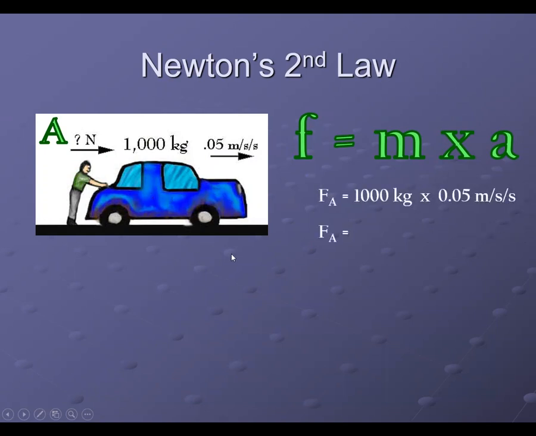Let's say your car ran out of gas, and you have to push it to the gas station. Say your car weighs 1,000 kilograms and you're able to cause it to accelerate at 0.05 meters per second squared. So I can use this formula to figure out what force you are exerting on the car. It's very simple multiplication. The mass is 1,000, the acceleration is 0.05, and all you really have to do is multiply those numbers together. Now, what are my units?